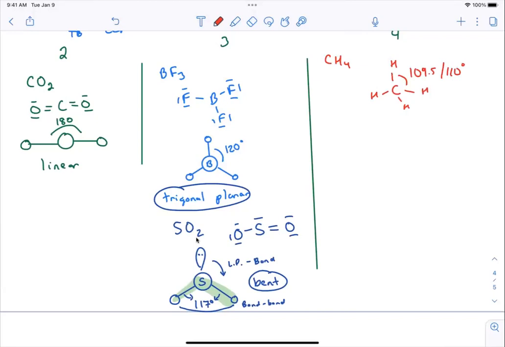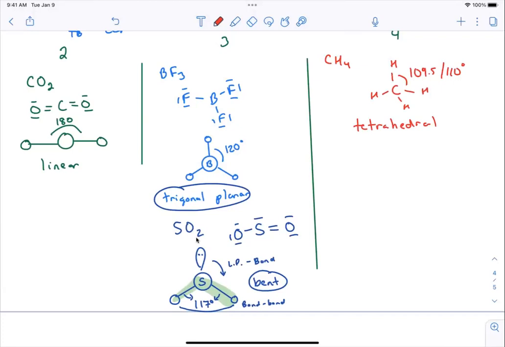Okay. Now, for charge sensors, the shape is tetrahedral. Tetra meaning 4, hedral meaning faces. And if you think about this, it has 4 faces of hydrogens in the molecule. There's 3 on the top and then 1 on the bottom. 4 faces. That's why it's called tetrahedral.